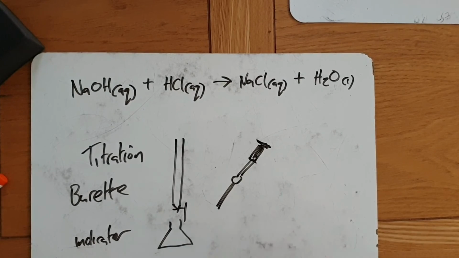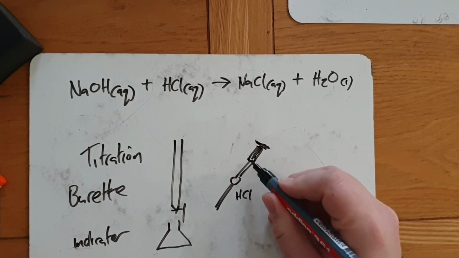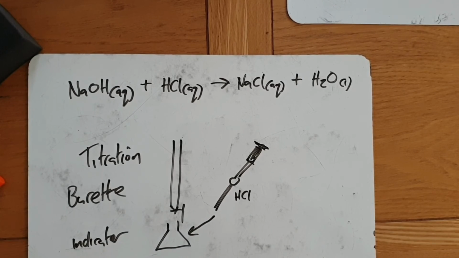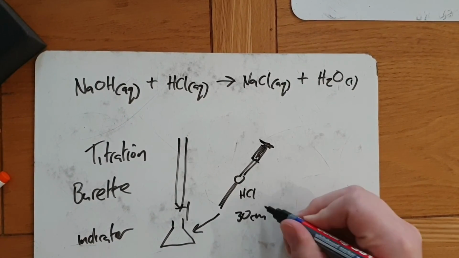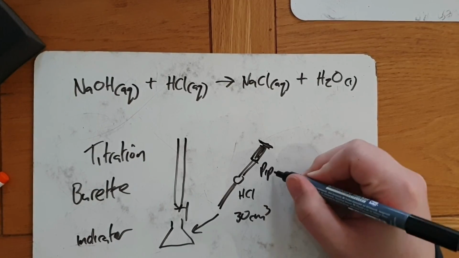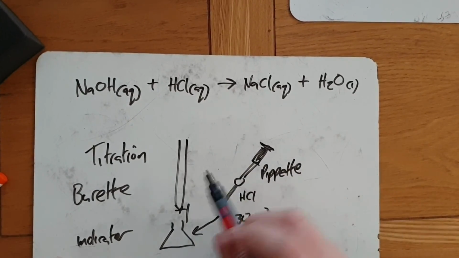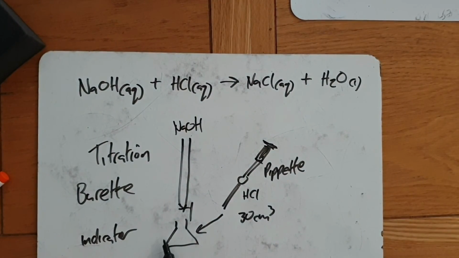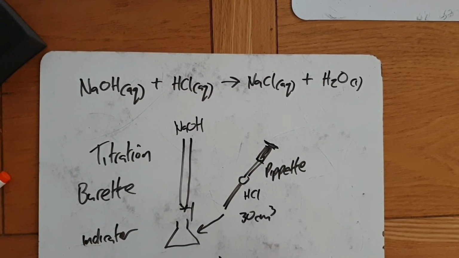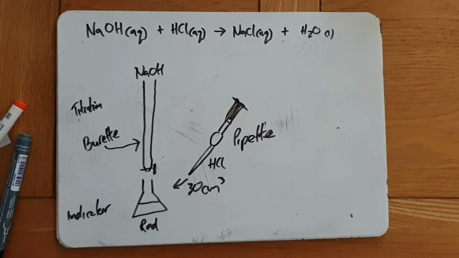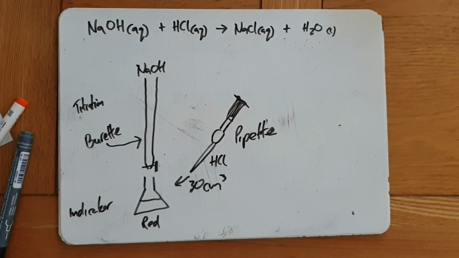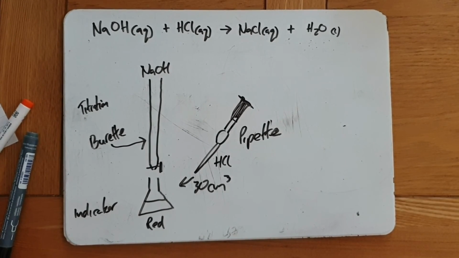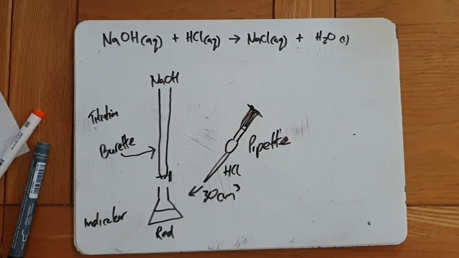Right, so in this example, I'm going to put my hydrochloric acid in the pipette, and I'm going to put that in there. So I'm going to measure out exactly 30 centimetres cubed with the pipette. Then in the burette, I'm going to put my NaOH. I need an indicator. So this example, I will use methyl orange. So I put my methyl orange in there, and I put my acid in. So the eagle-eyed viewers will have noticed almost seamless jump cut there, because I didn't realise that my phone had stopped recording. So I'm going to try and pick up where I left off.